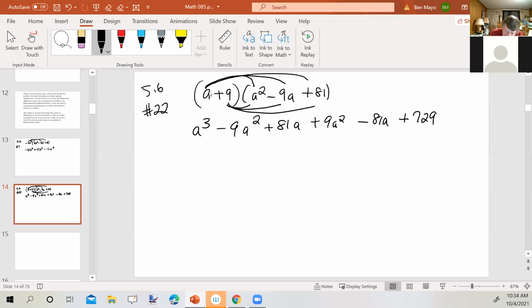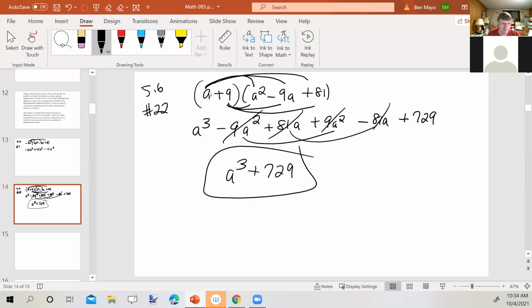Combining like terms, these are like terms, they would cancel. These are like terms, they would cancel. I've got a cubed plus 729. And there's my final answer. Any questions about that one?